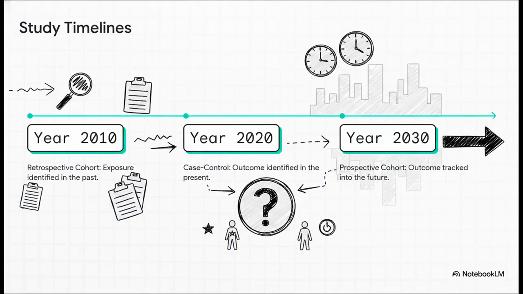Think about the timeline directionality for a second. Cohort studies always track forward from an exposure. A prospective cohort follows patients forward in real time into the future, say towards the year 2030. A retrospective cohort, though, uses historical records from the past, maybe from the year 2010, identifies the exposure back then, and then tracks the patients forward through their charts to a later date. Case control studies, on the flip side, always anchor in the present day with an outcome, and they look backward in time to probe for historical exposures.